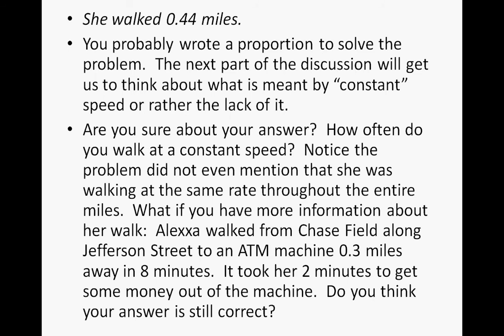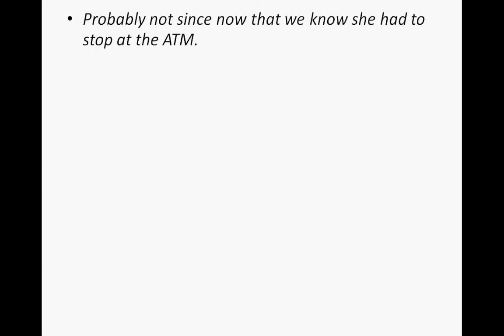What if you have more information about her walk? Well, Alexa walked from Chase Field along Jefferson Street to an ATM machine 3/10 of a mile away in 8 minutes. It took her 2 minutes to get some money out of the machine. Now, do you think your answer is still correct? Probably not, since now we know that she had to stop at the ATM.